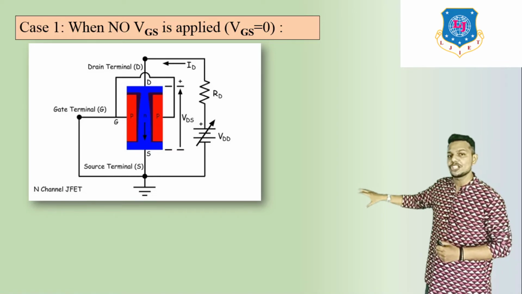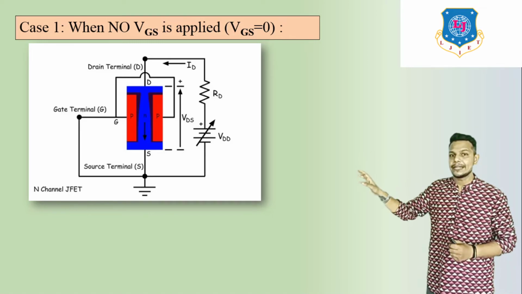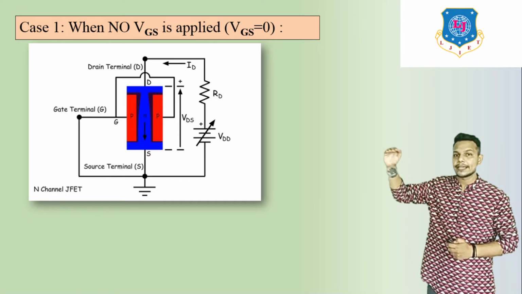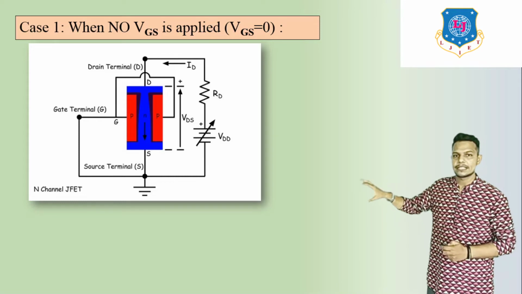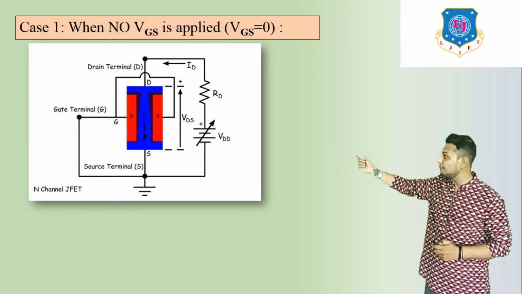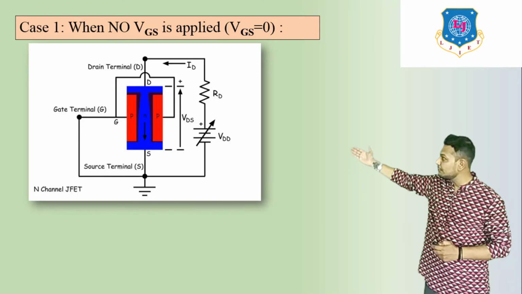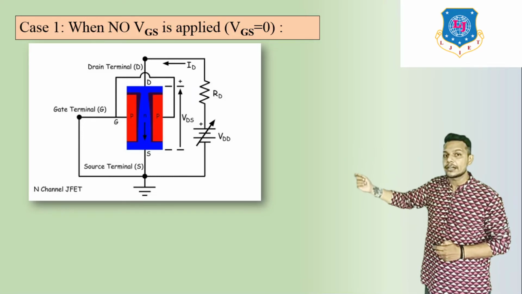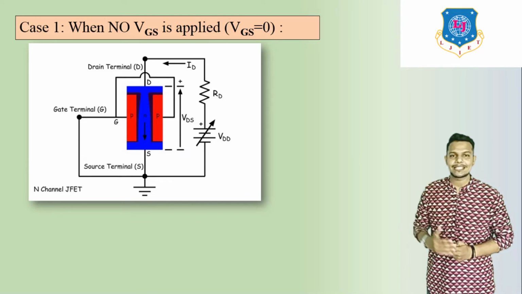If there is no VGS, that means there is no depletion region built in N-type and P-type material. And that means the flow of ID is maximum at VGS equal to 0. Here we can see it is working because there is no depletion region, so channel width is larger. It is clearly visible, channel width is larger, so the flow of drain current is maximum. So it is also known as maximum drain current at VGS equal to 0.